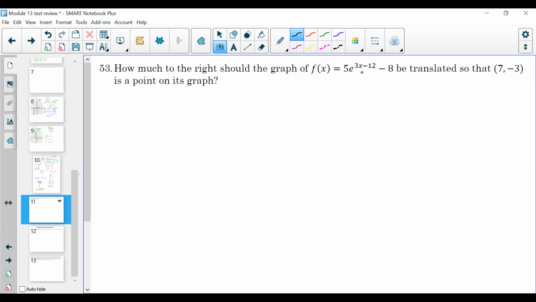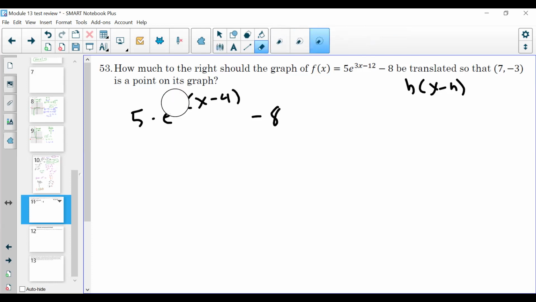So the first thing I always want to do is, I don't want 3x minus 12. I don't want it in that form. I want it usually as b times x minus h. So I want to get rid of that 3 in front of the x. When I factor that out, I get 5 times e to the 3 times (x minus 4), all minus 8. That's the first thing I'm going to do.